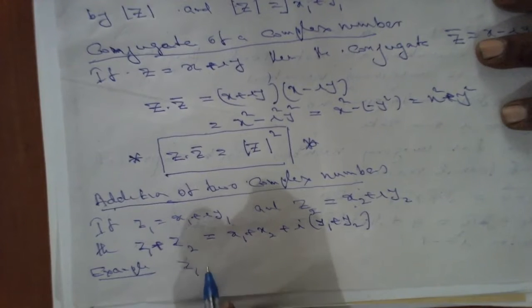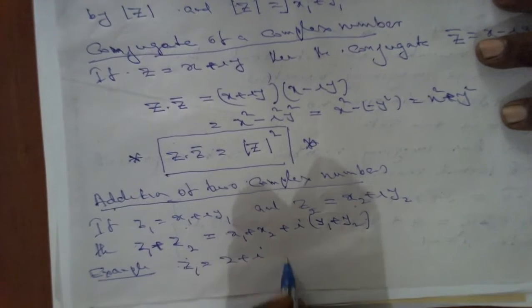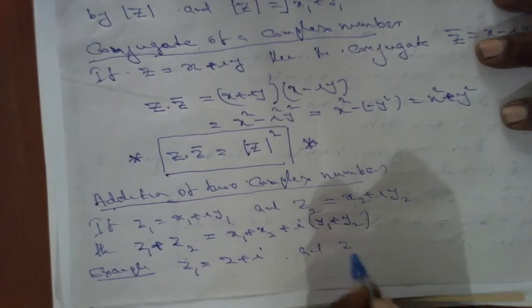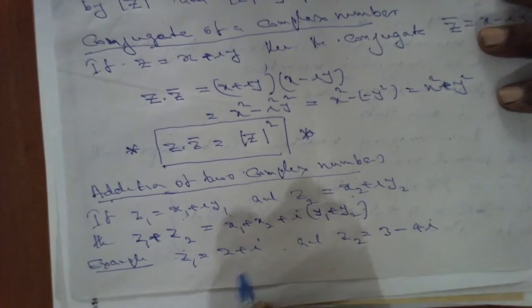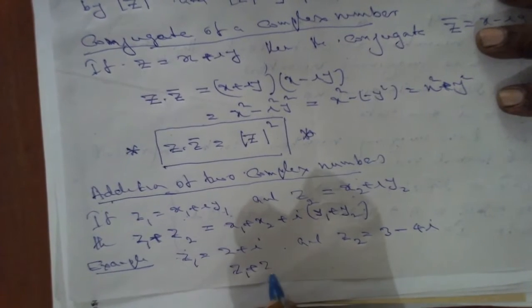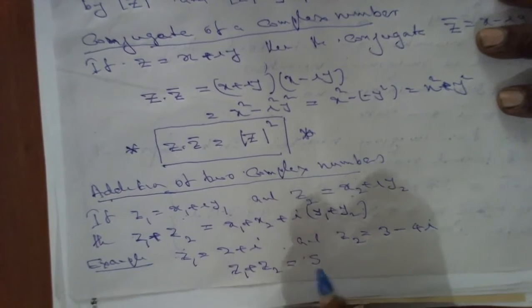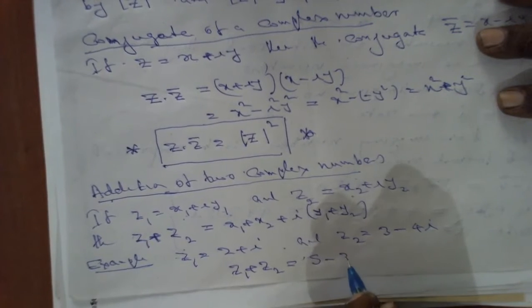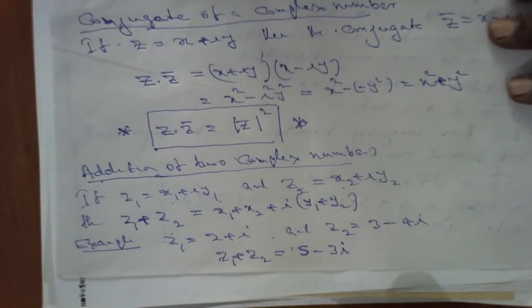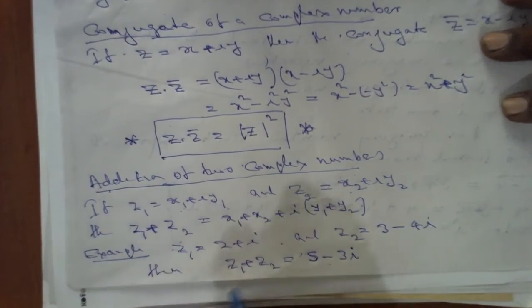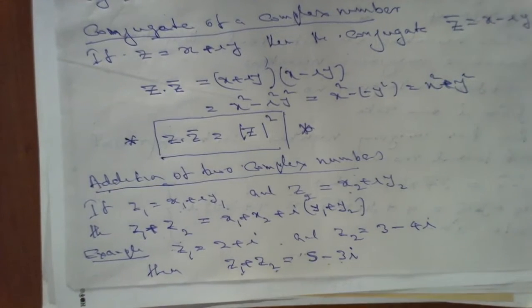if C1 equals 2 plus i and C2 equals 3 minus 4i, then C1 plus C2 equals 5 minus 3i. Okay? C1 plus C2 equals 5 minus 3i. Okay, do you? Yes, sir. Okay, sir.